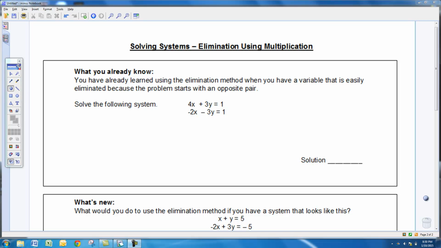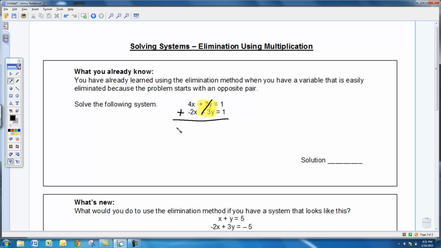In today's video, we will continue to talk about solving systems of equations using elimination. Let's just review a problem we already know how to solve. We know how to solve problems where there is already an opposite pair in the problem that we can easily cancel out. For example, in this problem, we have a positive 3y and a negative 3y. And we know that when we add the equations together, those two terms will cancel out.